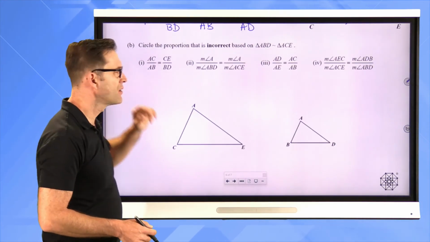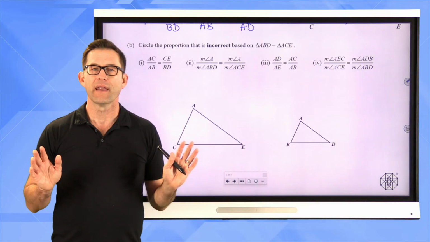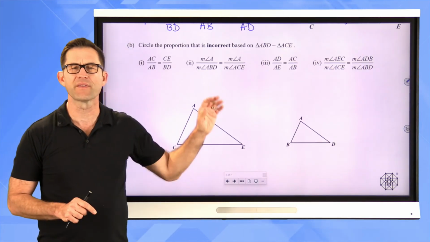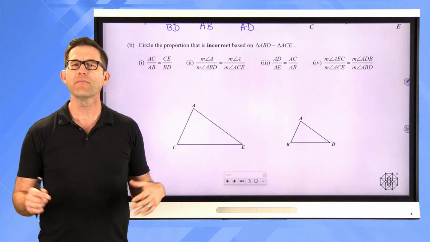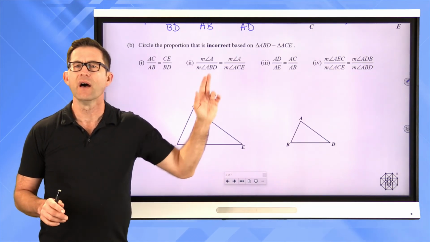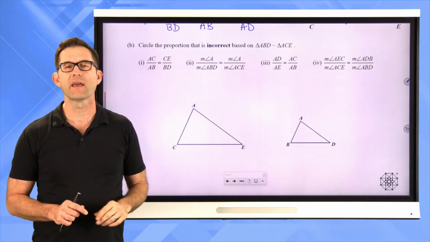Now, let's take a look at letter B. Circle the proportion that is incorrect based on the fact that triangle ABD is similar to triangle ACE. All right, now this is really critical. Problems like this come up on multiple choice all the time on state exams, and they can be very, very confusing, especially the ones that include the angles. So let's take a look at them.